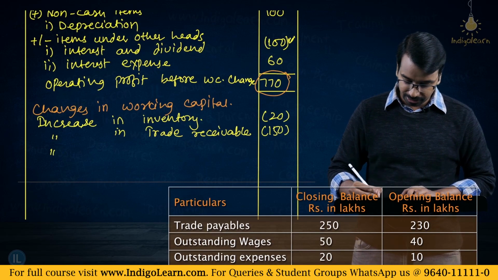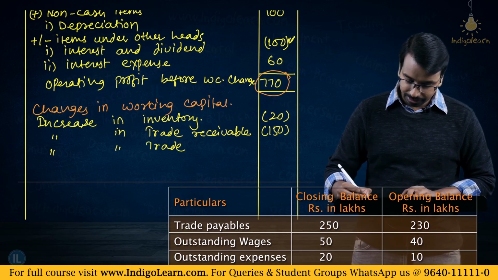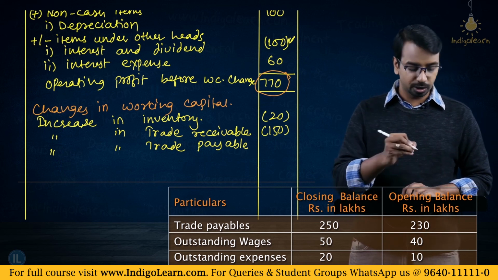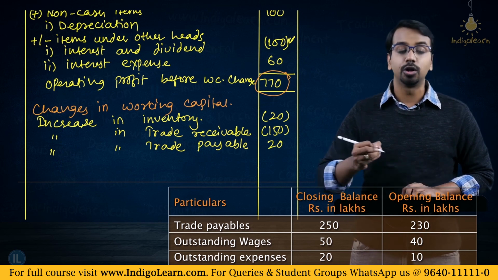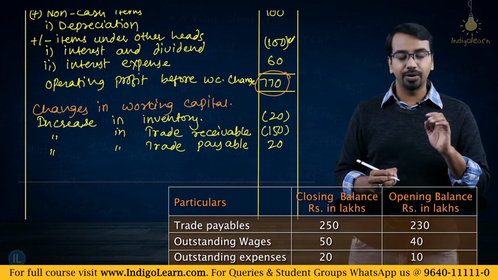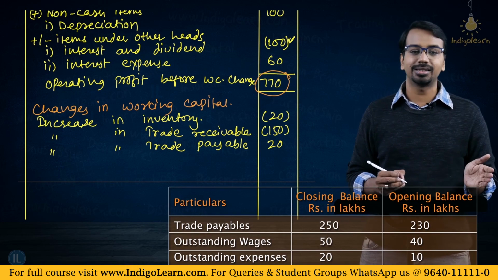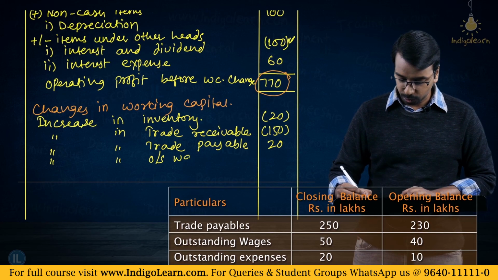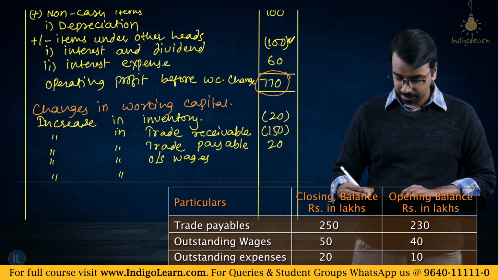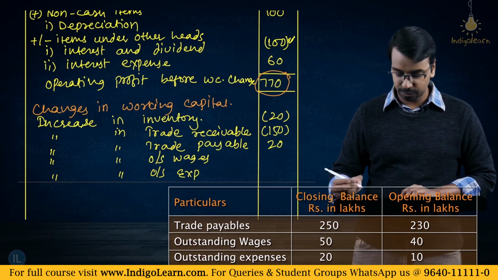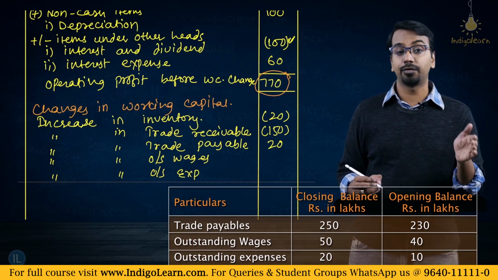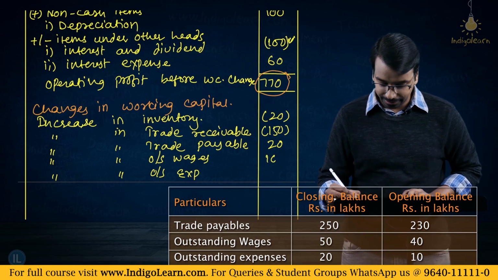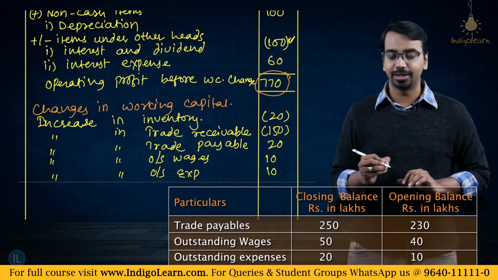So here also we have an increase in trade payable, but here it is positive, closing minus opening, 250 minus 230, positive 20. Then you have outstanding wages and outstanding expenses, both the balances have increased. So you can say increase in outstanding wages, increase in outstanding expenses. Wages, if you see, from 40 to 50, but for liability you will see closing minus opening. So 50 minus 40 you will get 10 here, 20 minus 10 you will get 10 here, right?